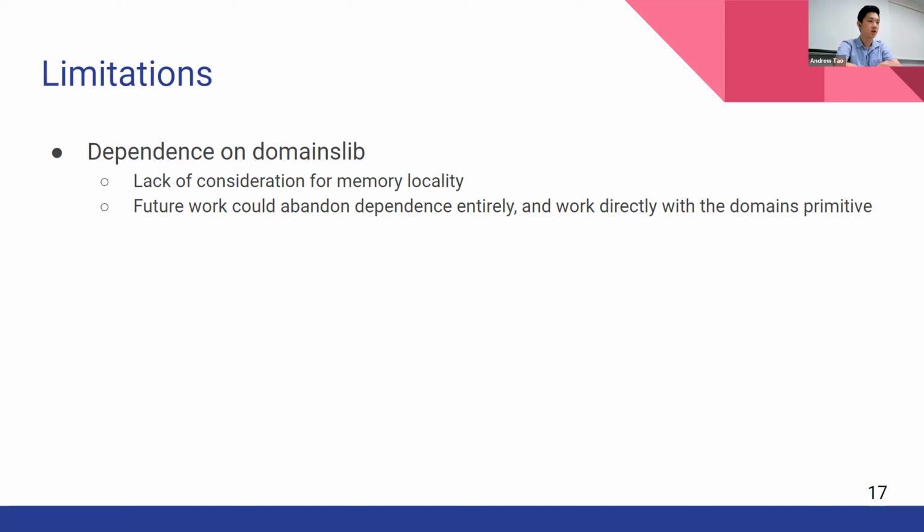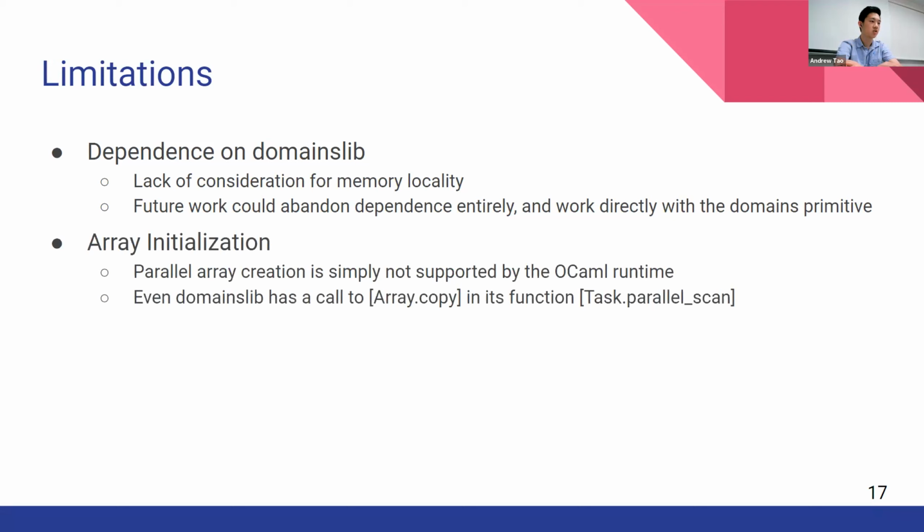And then next, as I alluded to before, I want to talk about array initialization. For many reasons, with how the memory model works, as well as the way that the garbage collector threads atomically mark our objects during garbage collection, and a few other things, it's simply not possible to create an array in parallel in the current OCaml runtime.